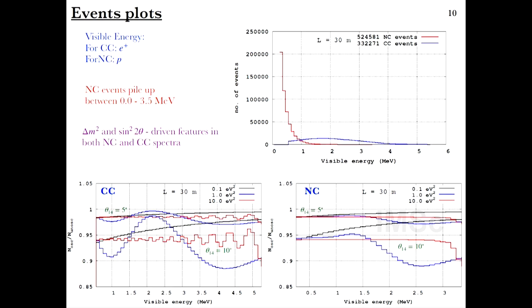Okay, so here I'm showing some event plots. These are the total number of events as a function of the visible energy. For the kind of power that we have with the nuclear power plant, we expect roughly 500,000 events for the neutral current and 300,000 events for the charge current. The neutral current events essentially peak at very small energies, and the charge current events are spread out up to around 5 MeV.